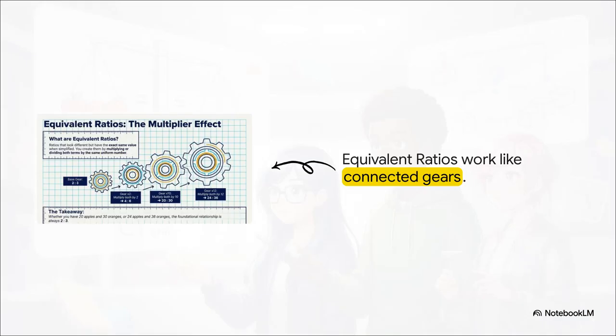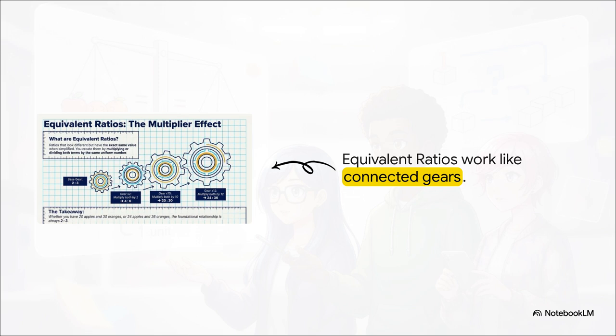So equivalent ratios work exactly like connected gears in a machine. Let's say we start with a base gear, or base ratio, of 2 to 3. Now that ratio can easily scale up to 4 to 6 by simply multiplying both numbers by 2. If you decide to multiply that original base by 10, it scales all the way up to 20 to 30. Multiply it by 12, and it becomes 24 to 36.